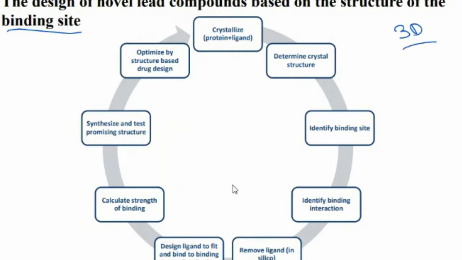Already I explained to you the different ways by which we can solve the 3D structure of the drug target. We have many experimental methods, like X-ray crystallography, nuclear magnetic resonance spectroscopy, and electron microscopy. These are the commonly used techniques for solving the 3D structure of the drug target. That's the starting point of de novo ligand design or fragment-based drug design. Both are slightly different, but conceptually they are the same.